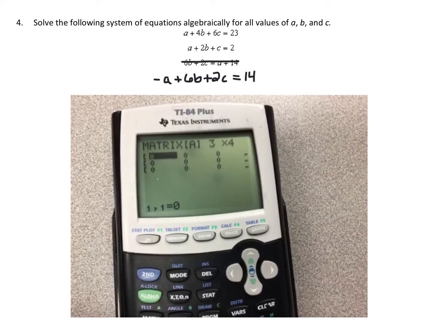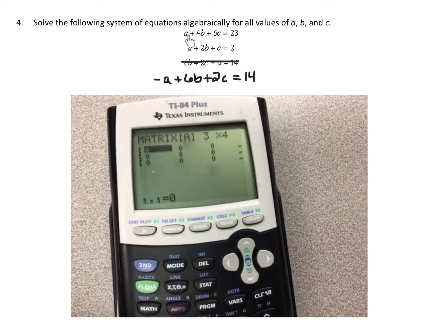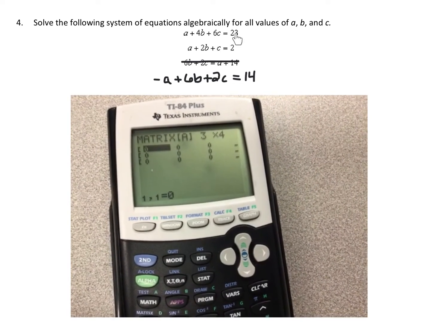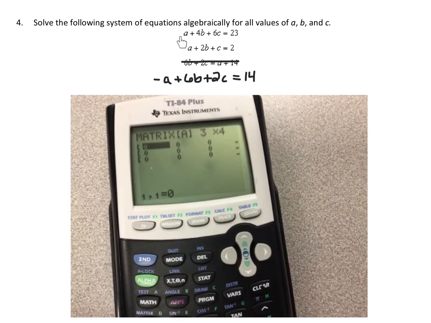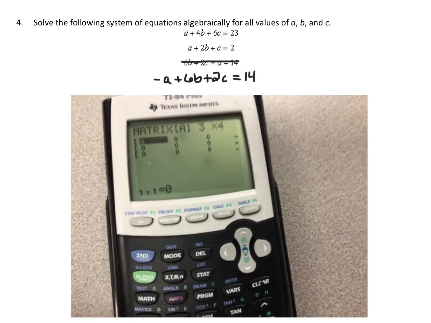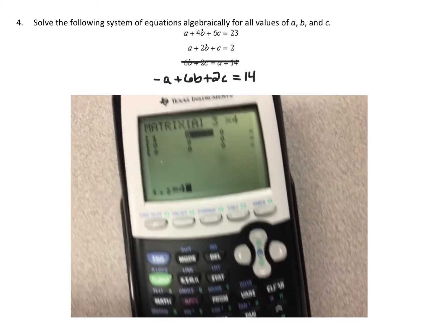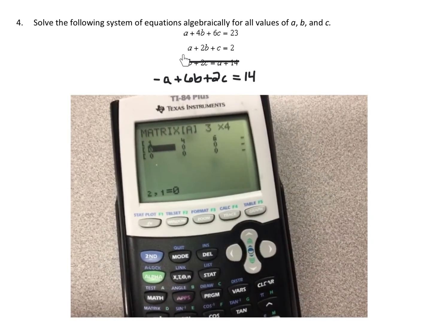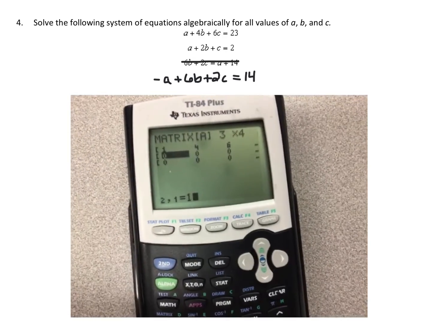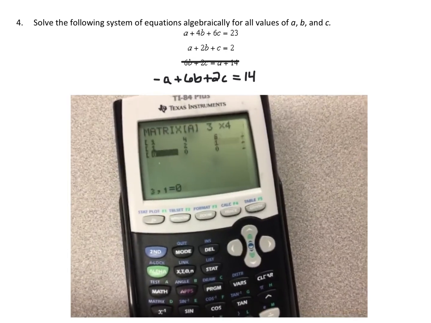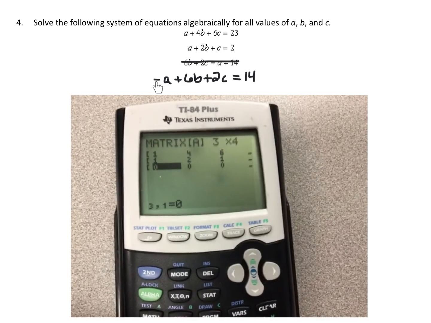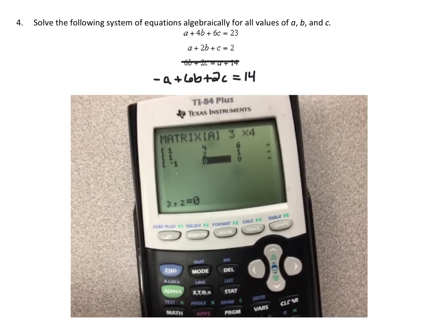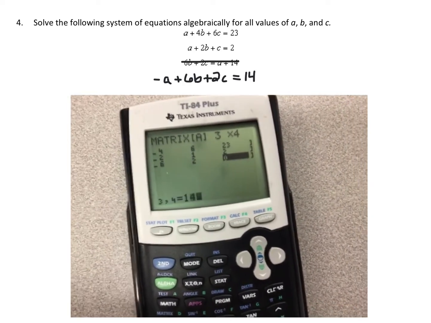And now if you remember, we just plug in our numbers. Since the number in front of the A is a 1, the B is a 4, in front of the C is a 6, and the number by itself is 23, we're going to type in our first row: 1, 4, 6, 23. The next row would go 1, 2, 1, 2. The next one would be negative 1, 6, 2, 14.